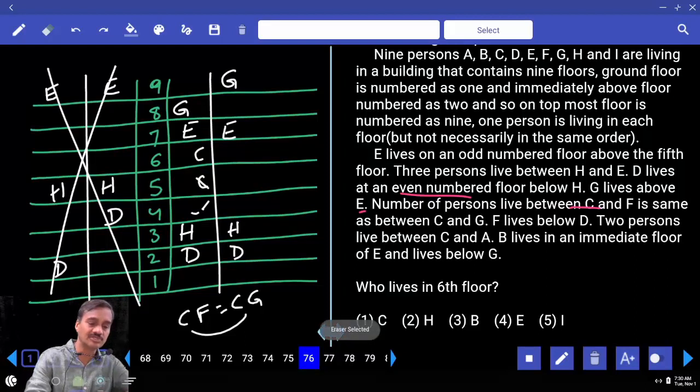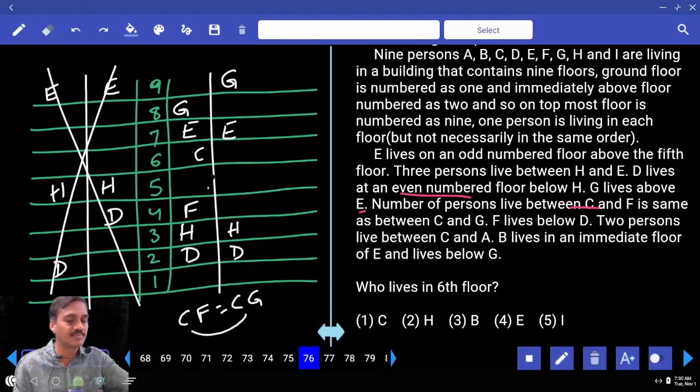at all. And so what is the only possibility we have? C must be at this place. Number of persons between C and G equals number of persons between C and F.